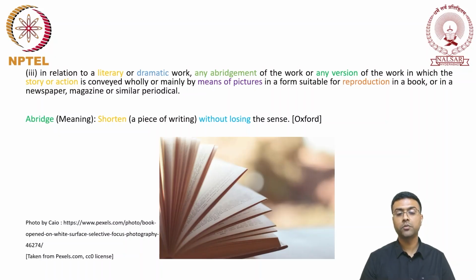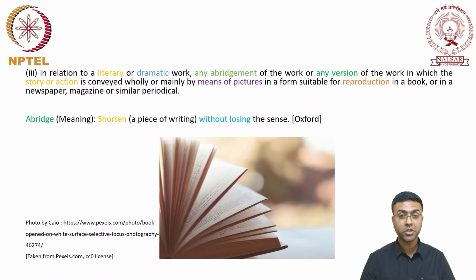To abridge is to shorten a piece of writing without losing the sense of that writing. What does this mean? Imagine a book which is, say, 300 odd pages in volume. If we were to be given a task to shorten this book but retain the essence of the book, we could probably do it in 50 or 60 pages.